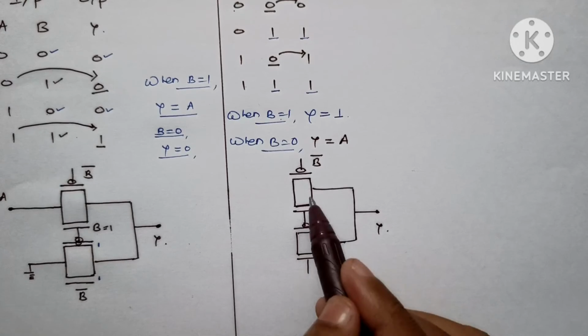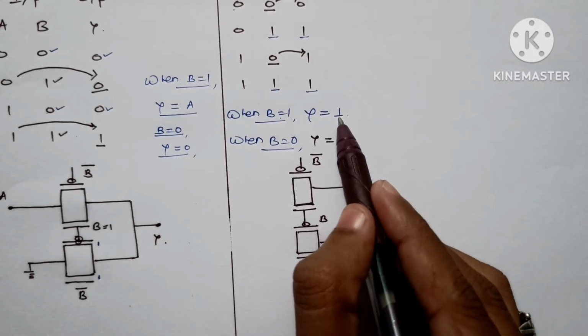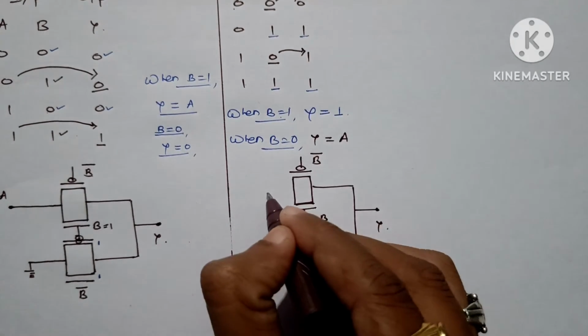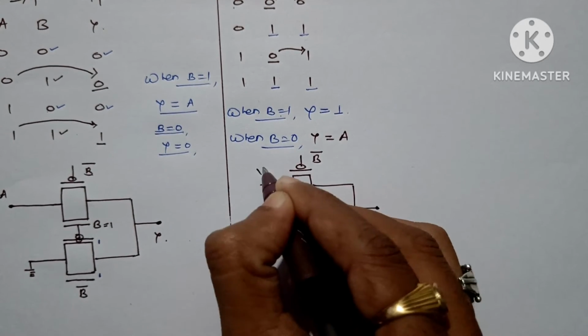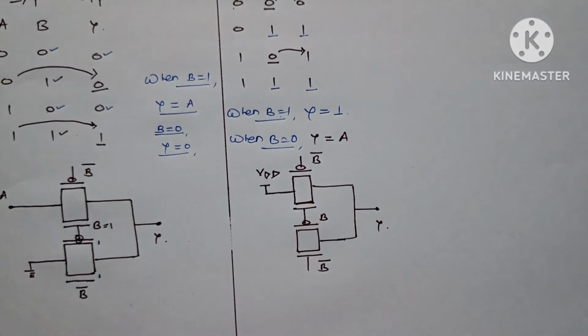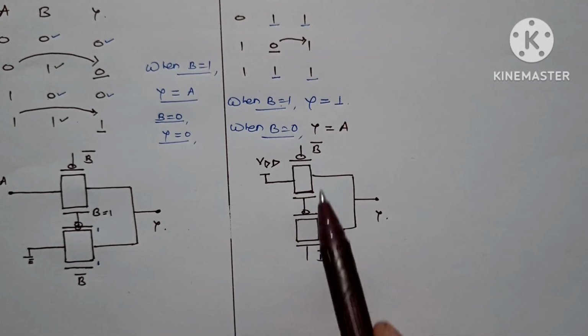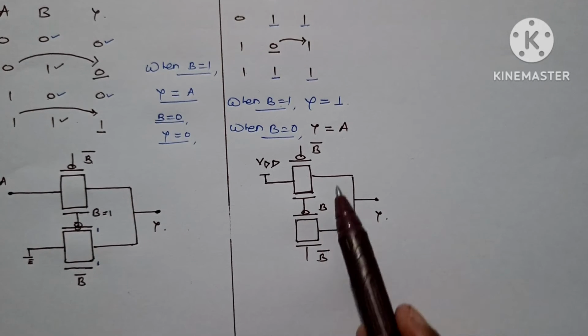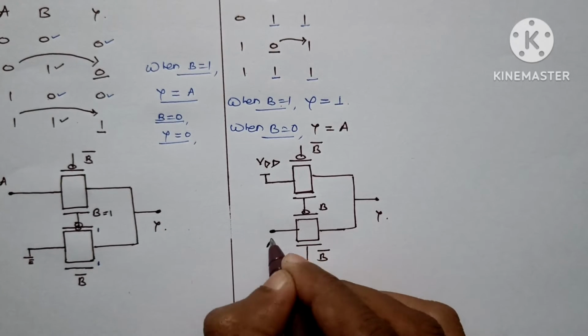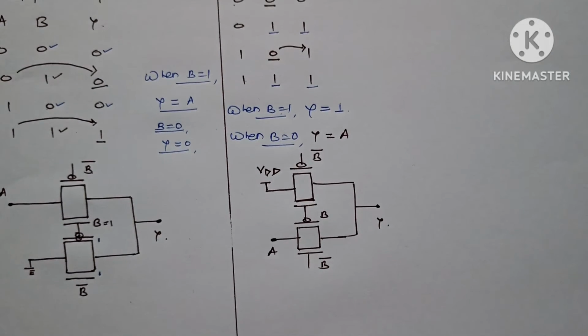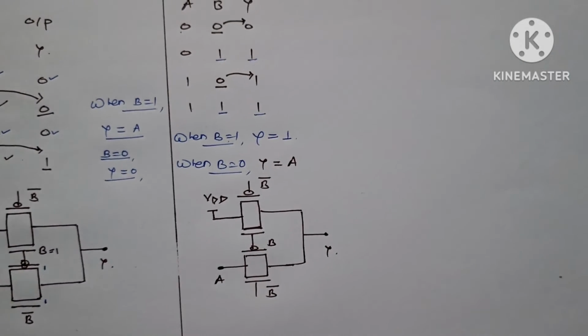So here when B is 1, this transistor is on. It is connected with logic 1. Logic 1 is nothing but high voltage. We'll connect this with VDD. Second, when B is 0, as you know, this transistor will turn on, connected with logic A or input A. So this is connected with A. So based on that, we can see OR gate is implemented.